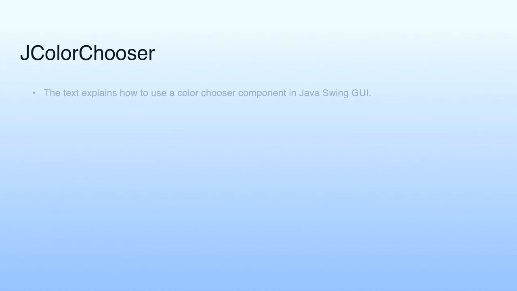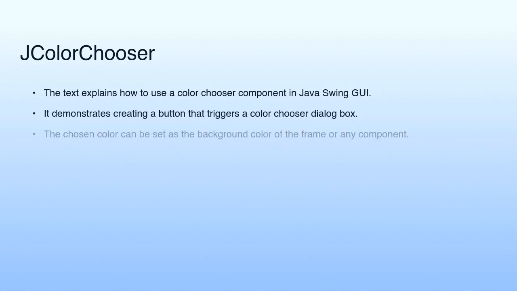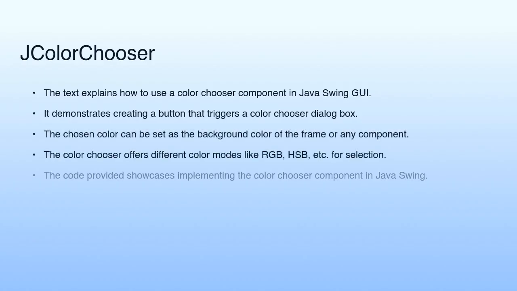The text explains how to use a color chooser component in a Java Swing GUI. It demonstrates creating a button that triggers a color chooser dialog box when clicked. The chosen color can then be set as the background color of the frame or any other component. The color chooser offers different color modes, such as RGB and HSB, for selecting the desired color. The provided code showcases the implementation of the color chooser component in a Java Swing application.